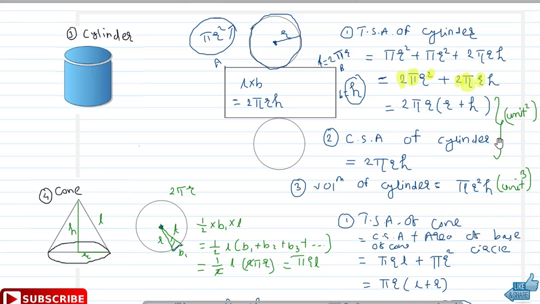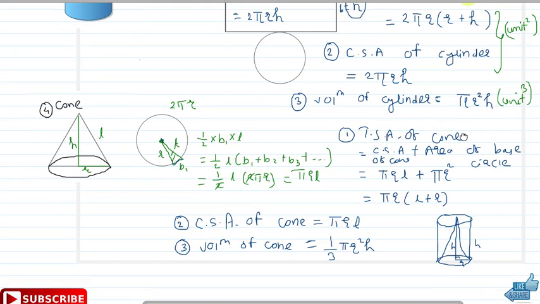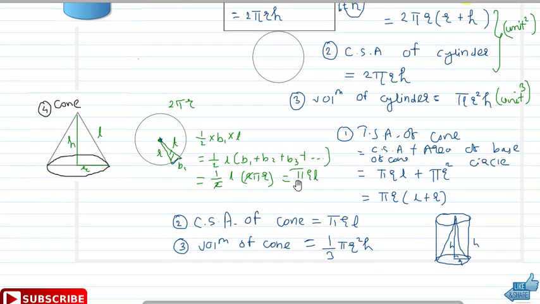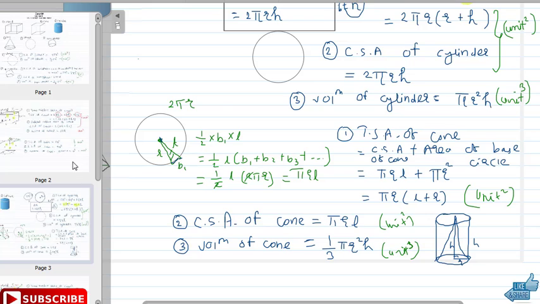Now we talk about another figure, that is the cone, and the cone is slightly different from the other figures. TSA of a cone is pi r in bracket L plus r, and that is unit square. CSA of a cone is pi r L, here also unit square. And volume of a cone is 1 by 3 pi r square h, and for the volume it's unit cube. And the last figure is a sphere.